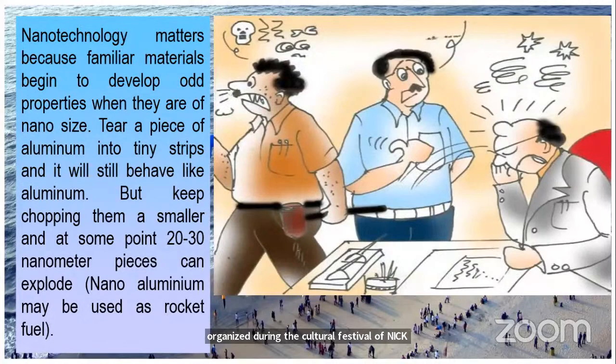Okay, now what happens with the nanomaterials? The property of the material changes when the size goes to the nano level. So nanotechnology matters because a familiar material begins to develop odd properties when it is of nano size. Say, for example, tear a piece of aluminum into tiny strips and it will still behave like aluminum. But keep chopping them smaller and at some point 20 to 30 nanometer pieces can explode. So nano aluminum may be used as a rocket fuel also because it gives more energy.